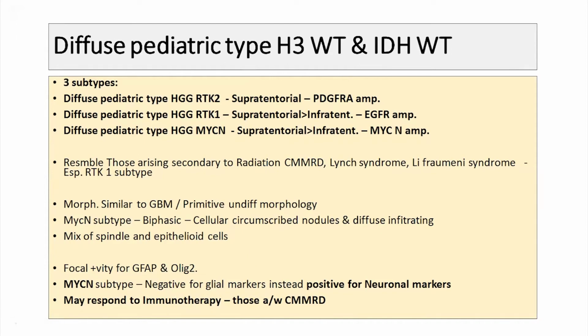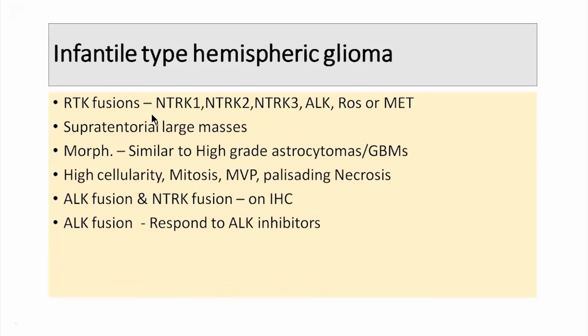Then the last entity in this group, infantile type hemispheric glioma, shows RTK fusions, receptor tyrosine kinase fusions, which can be NTRK1, 2, 3, or ALK fusion positive. They can show ROS mutation or they can show MET gene mutation. They are generally supratentorial large masses on radiology. And morphologically, again, they are similar to high-grade astrocytomas or can show pictures similar to GBM.